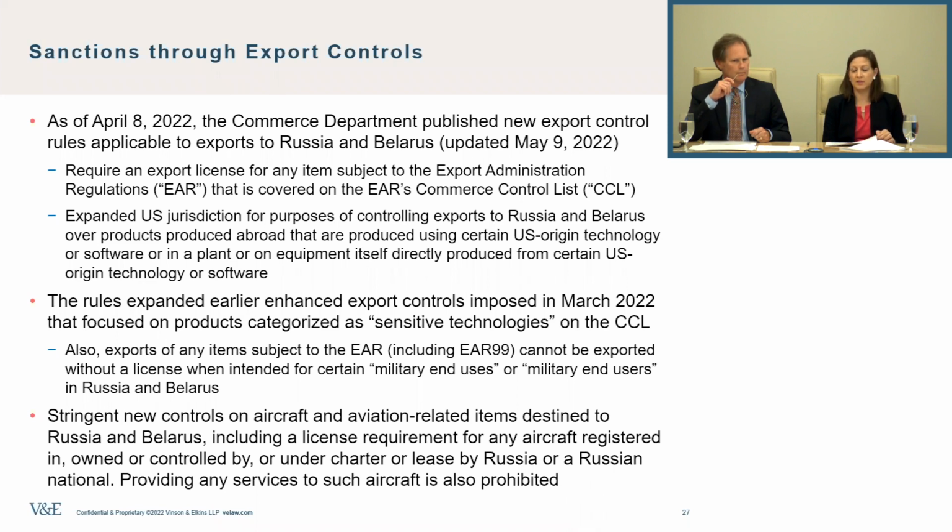The list of items that Commerce can now control for export that are not produced in the U.S. has been expanded when those items are destined for Russia or Belarus, compared to when they're destined for other countries. These rules are even more complex, in my opinion, than many of the OFAC rules. And if you have any commercial or dual use items intended for Russia or Belarus, it is a very complicated process. And those items, as I said, include software and technology as well.